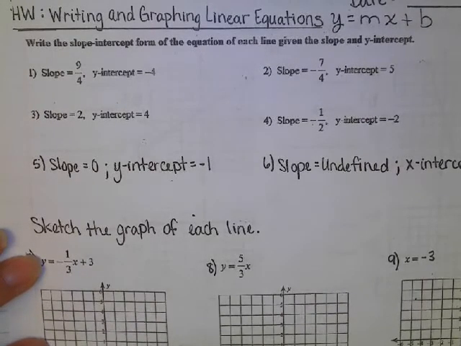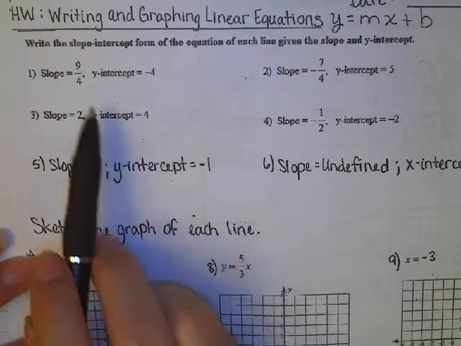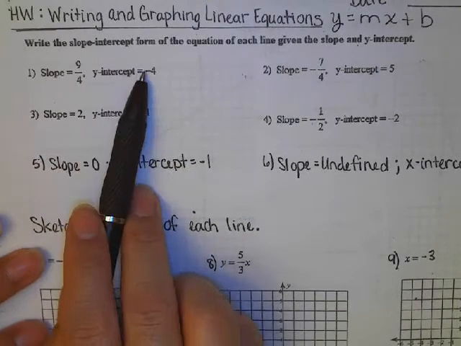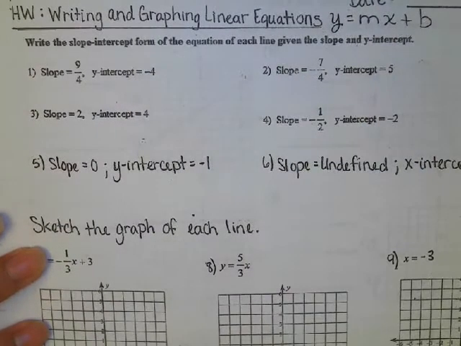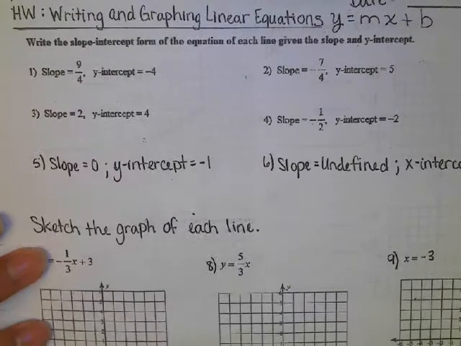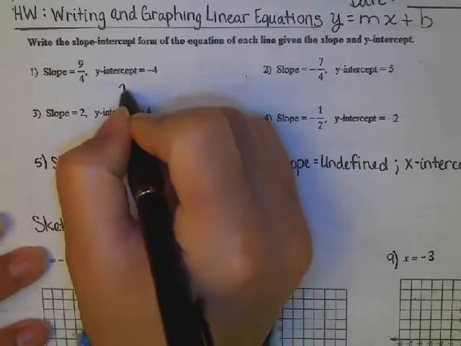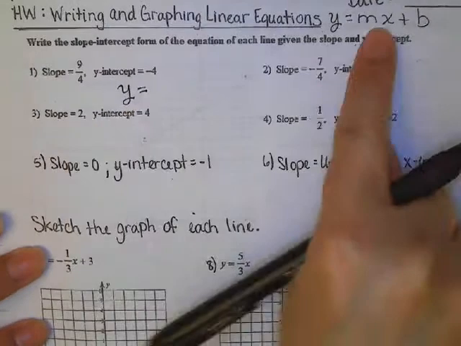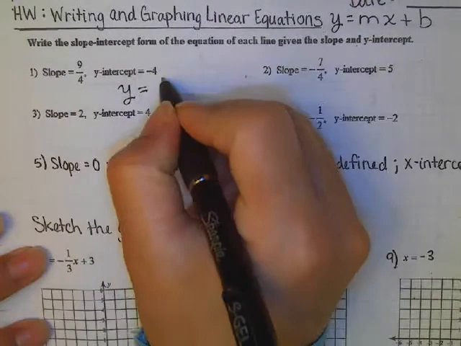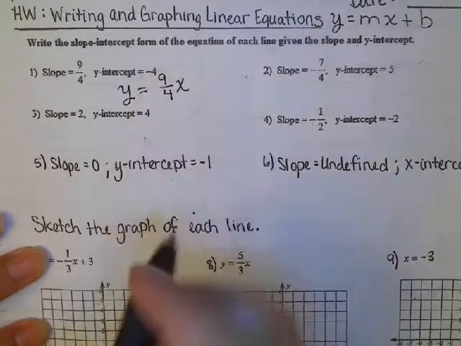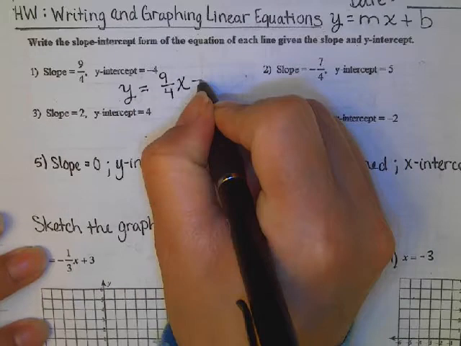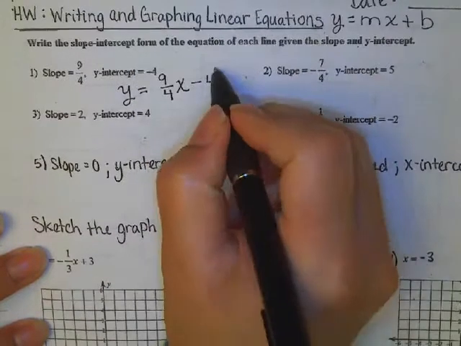So the first thing you should be able to do is, if I give you the slope and the y-intercept, you've got the two items you need in order to write a slope-intercept equation. So you should be able to write an equation. So if we start with number one, y equals, m is your slope, so I would take my slope of 9/4. That's the one that's going to get the x. And then I put my y-intercept. Because it is -4, I just put -4.